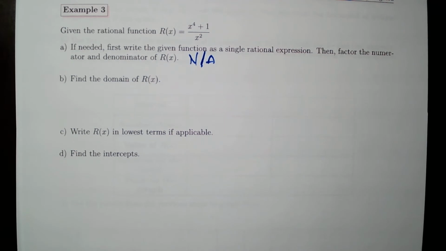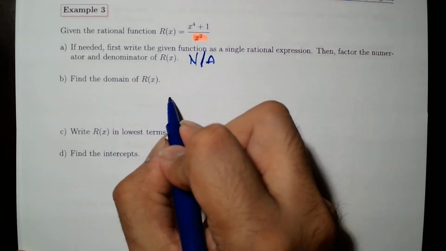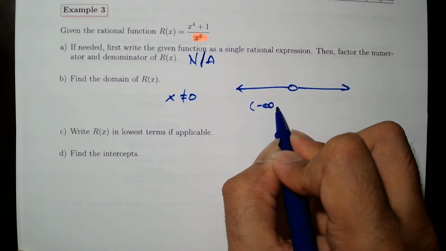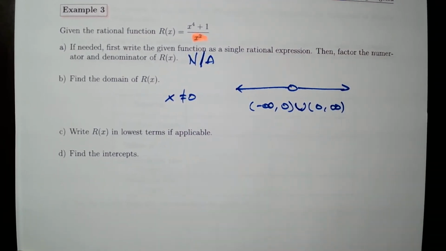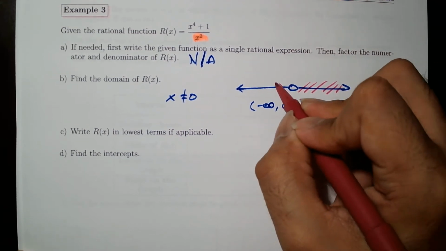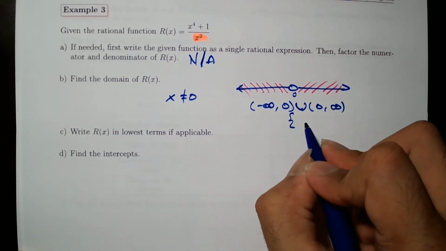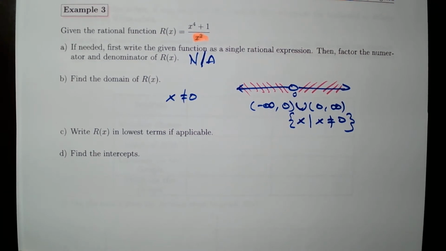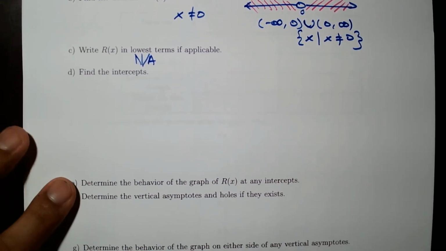So the domain is going to come from the factors of the denominator, or the values of x that make the denominator 0, and in this case x cannot be 0. Again, use the same approach: negative infinity to 0, union 0 to positive infinity. That's one notation, interval notation. Again, the ones I'm shading are the okay inputs to the function, except 0 itself. And using set notation, we express it as x such that x cannot be 0. Write r in lowest terms if applicable. So in this case, not applicable. Nothing divides out. There's nothing that we can factor out.